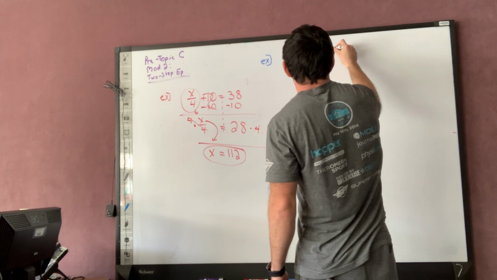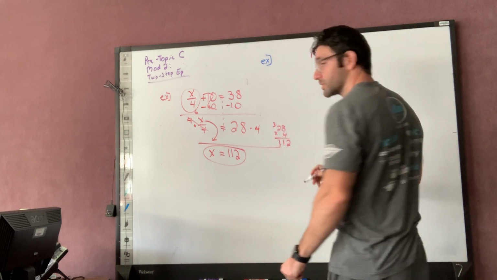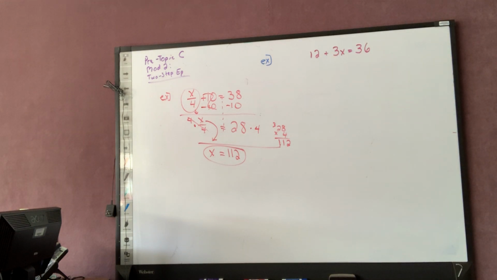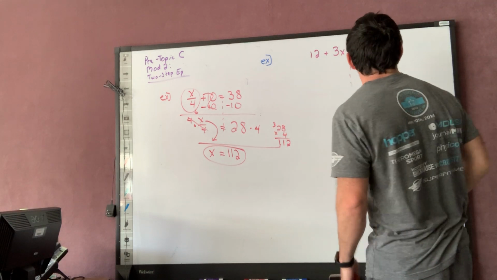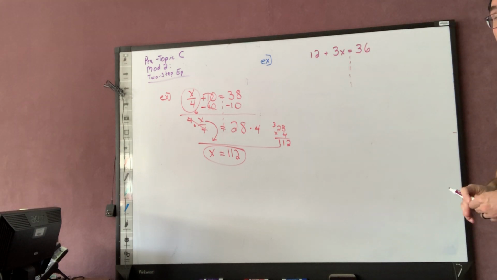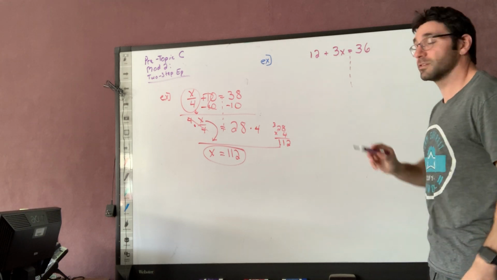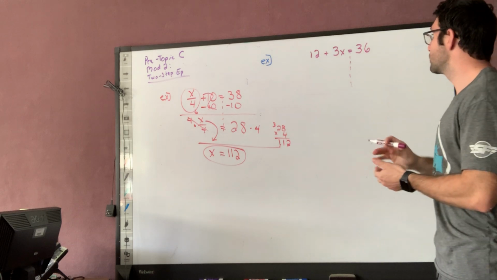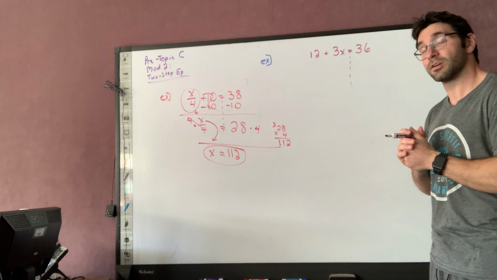12 plus 3x equals 36. So now I've got 12 plus 3x equals 36. My first step, I find my balance point and I draw my inverse operation line. Do I have a constant and do I have a coefficient? Yeah, constant, coefficient, variable. Our first step is to move the constant. When I say move the constant, we're going to use the inverse operation. The goal is to isolate the variable.